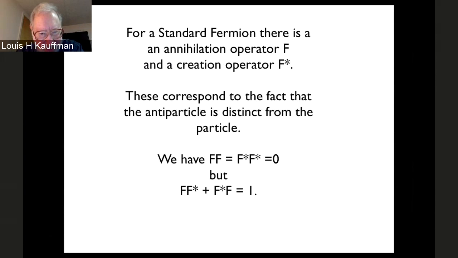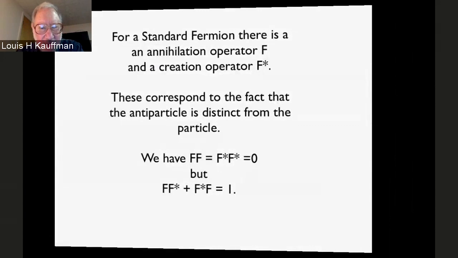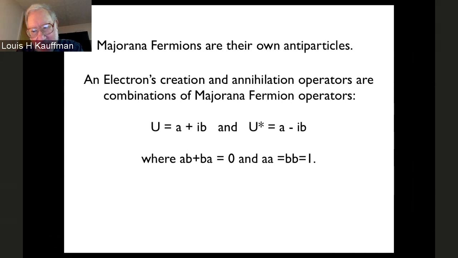And you could wonder, well, how could that happen? It can happen this way mathematically. Suppose I defined a U to be equal to A plus IB and a U star to be A minus IB, and A star is A and B star is B. That's our Clifford algebra. And we assume that it anti-commutes, and they each square to 1.